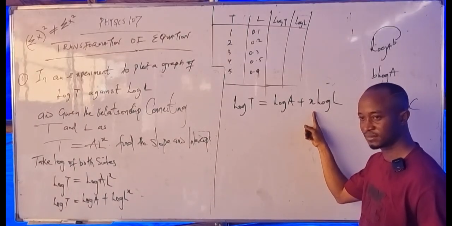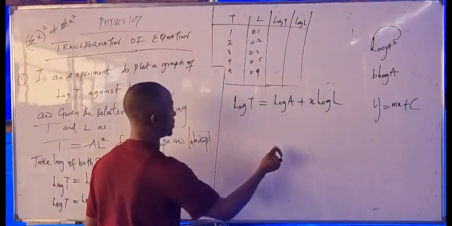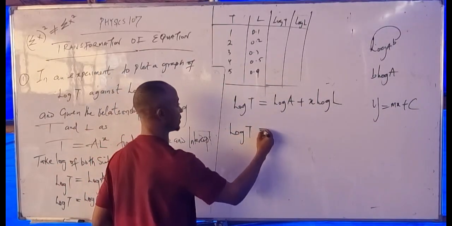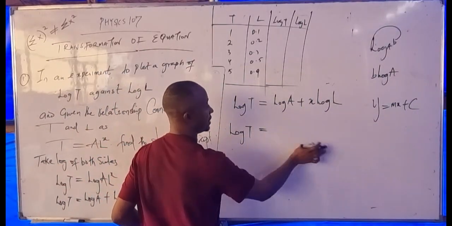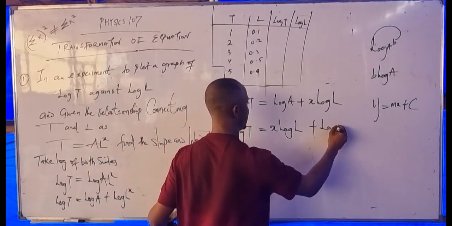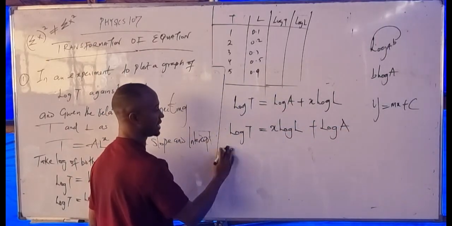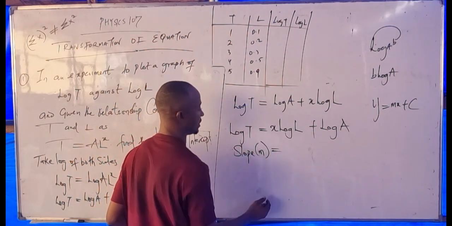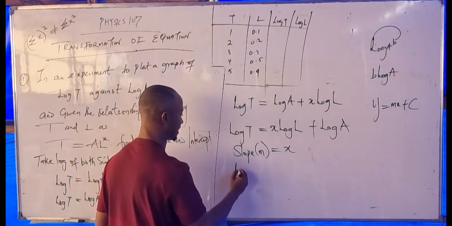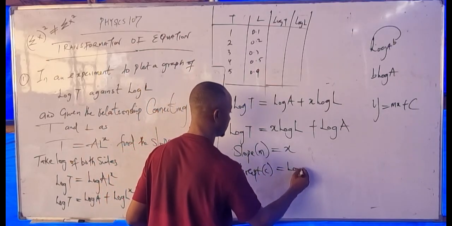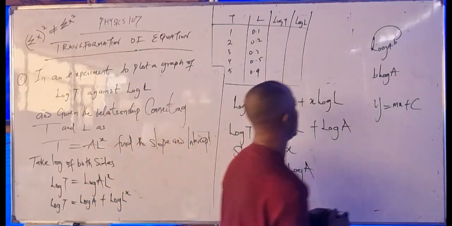It means that I can rearrange this to be in this form, which is: log t equals x log l plus log a. So that means that our slope m is equal to x. What's the intercept there? Log a. What do you think will be the nature of this graph?